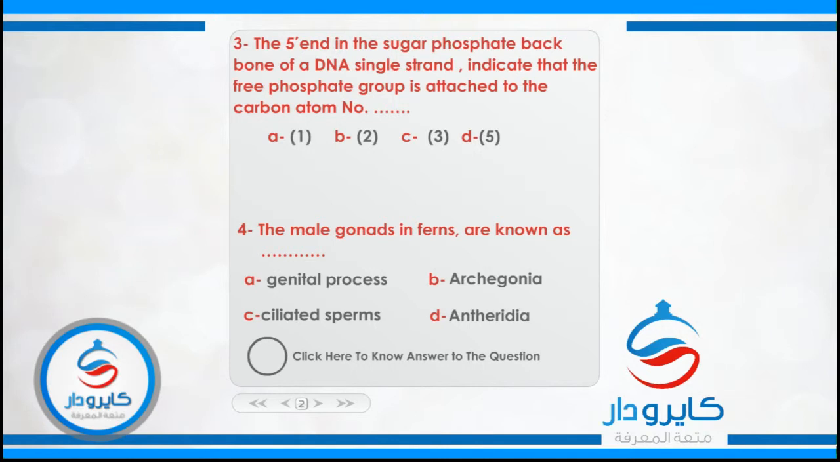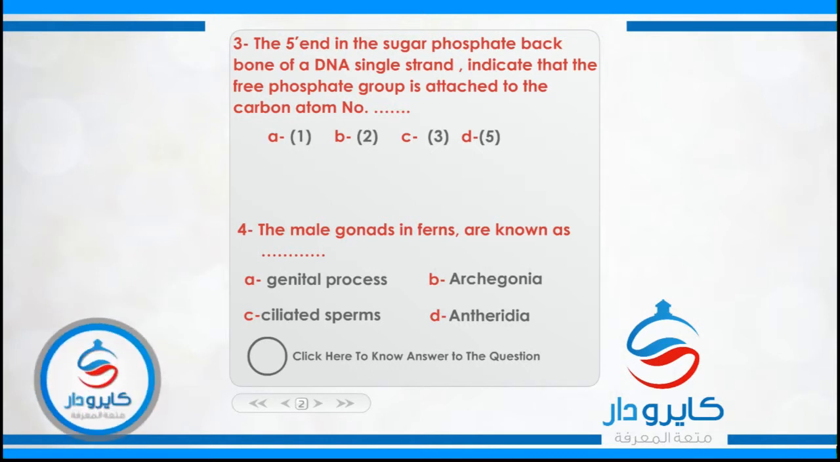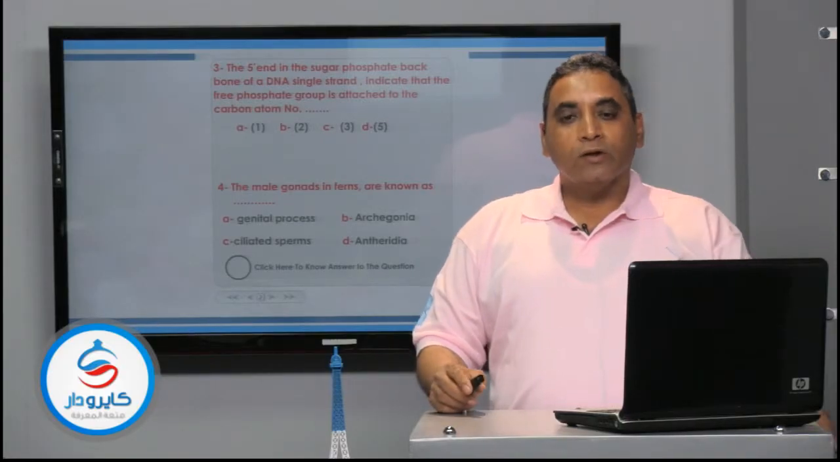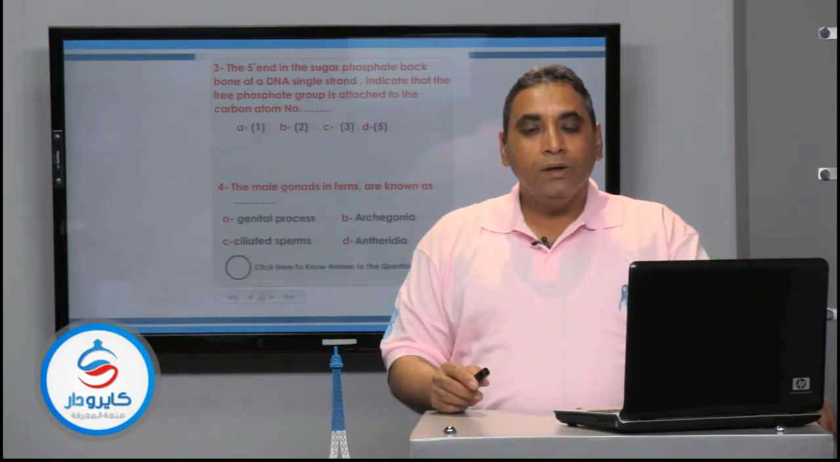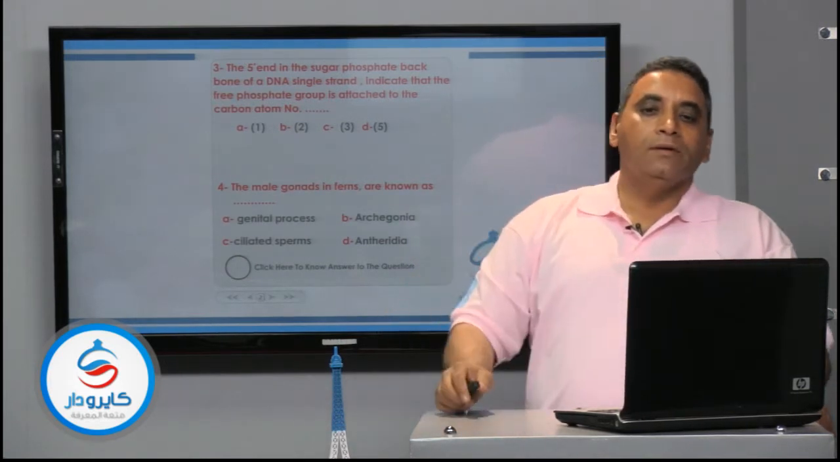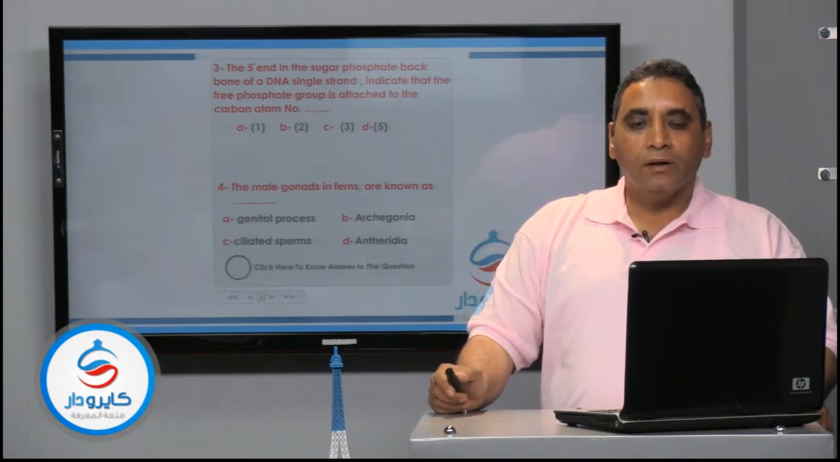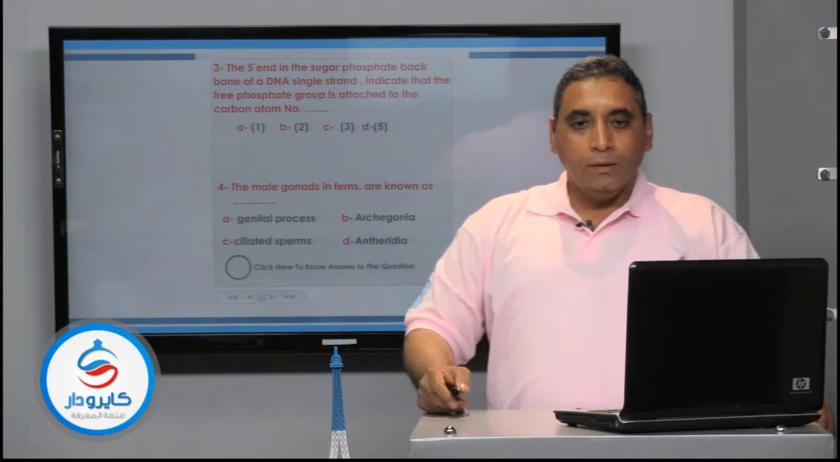The carbon atom number 1 is connected with the nitrogen base. Number 2 contains a hydrogen atom in the case of deoxyribose, but a hydroxyl group in the case of ribose sugar. Carbon atom number 3 is connected with the free hydroxyl group. Number 5 is connected with the phosphate group. So the free end connected with the phosphate group is the 5th carbon atom. Number 4.